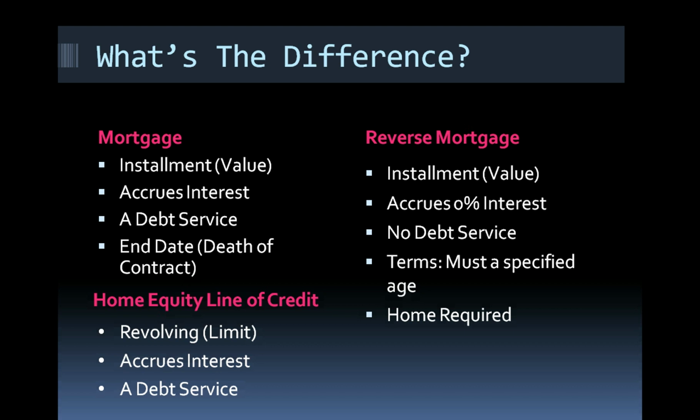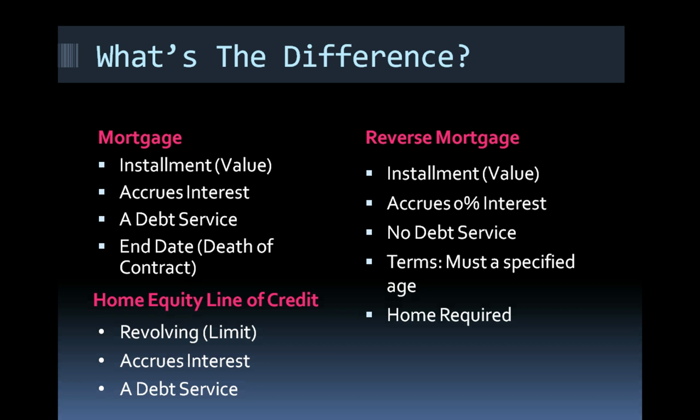So with the other two, age doesn't really come into play. But when it comes to a reverse mortgage, you have to be a specific age in order to take one out. And the last one is that it requires a home. If you remember what I said back with the home equity line of credit, that requires a home.